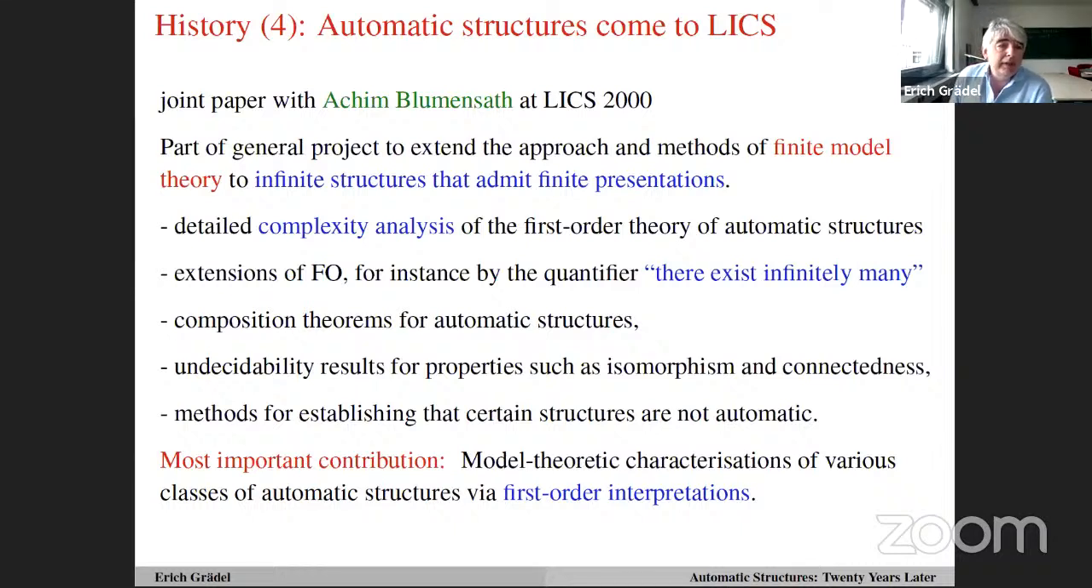So the contributions were a relatively detailed complexity analysis of the first-order theory of automatic structures, the study of extensions of first-order logic in terms of decidability, for instance, by the quantifier 'there exist infinitely many x', composition theorems for automatic structures, undecidability results for properties that are not first-order definable, such as isomorphism and connectedness, and methods for establishing that certain structures are not automatic. In fact, these had already been in some part established by Khoussainov and Nerode, but they were generalized in our paper. But what I consider the most important contribution of that paper is the model-theoretic characterization of automatic structures in terms of first-order interpretations. I will talk about that later.